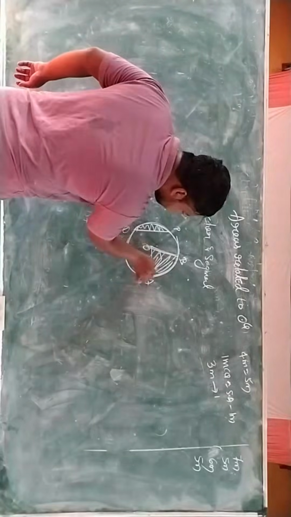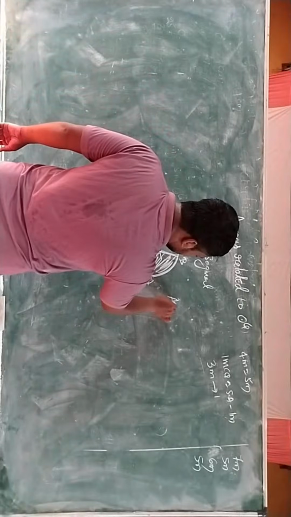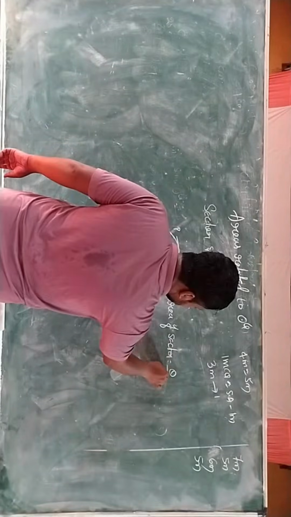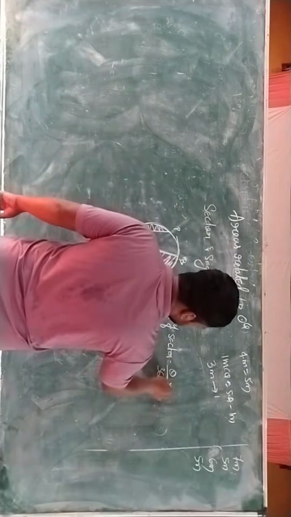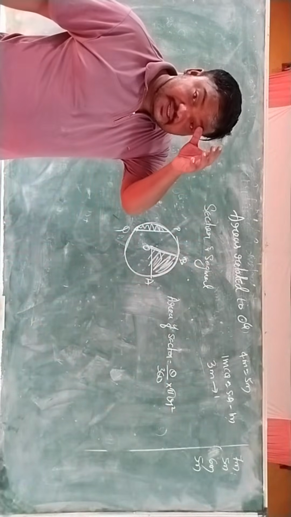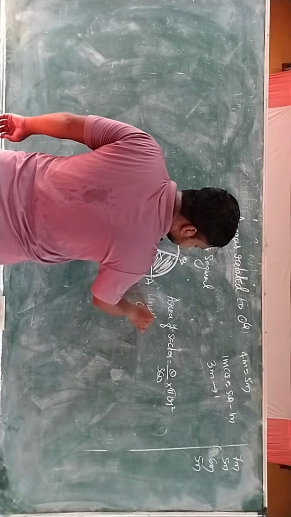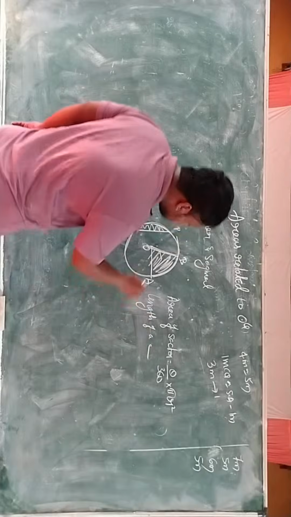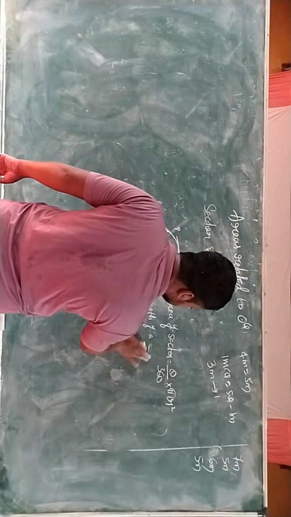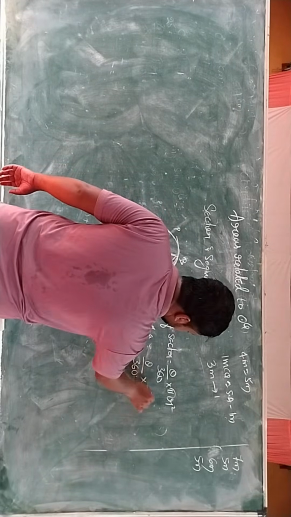How to calculate the area of this shaded part? Area of sector is equal to theta upon 360 degree into pi r square. The next, length of an arc of a sector. How to calculate the length of an arc of a sector? Theta upon 360 degree into 2 pi r.